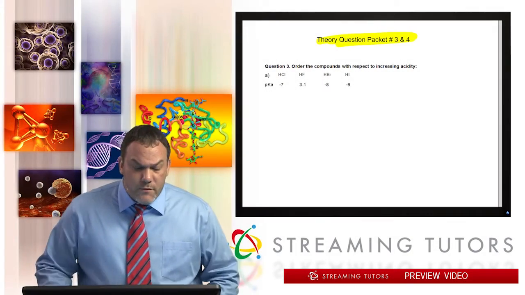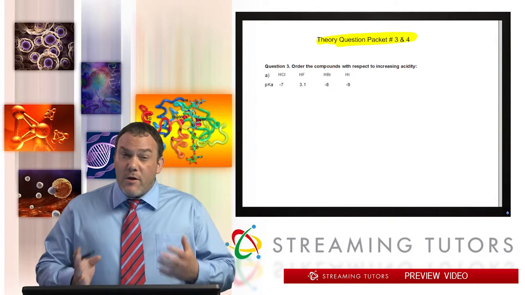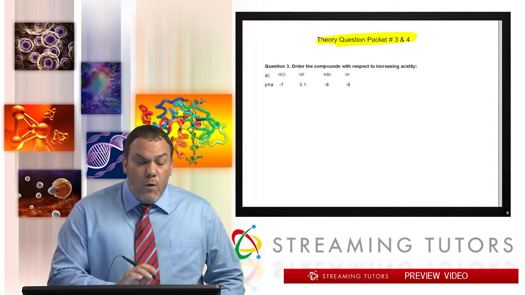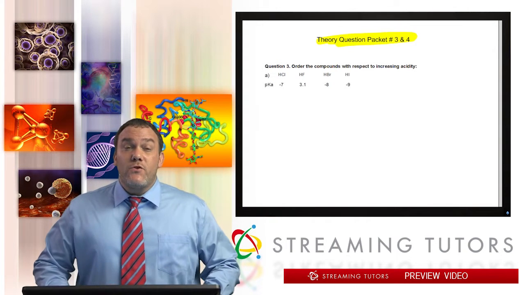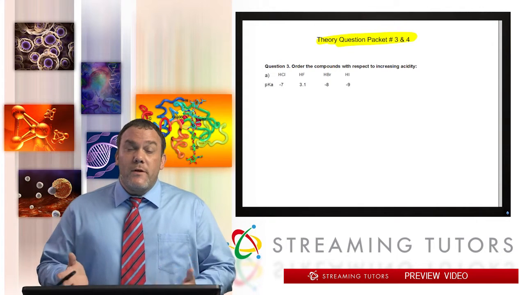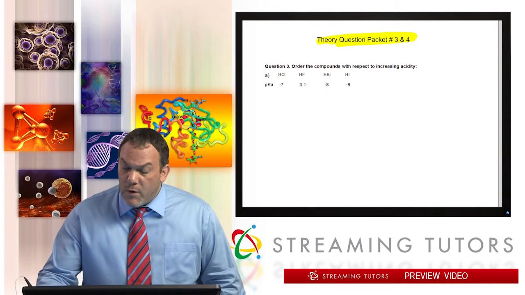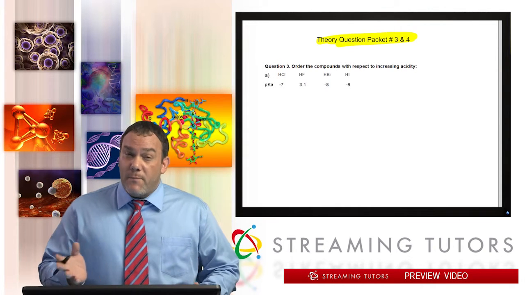Okay, so let's do question 3. The first one here says order the compounds with respect to increasing acidity. Now, we have structures, but the reality is we don't really even need to look at the structures for this question because we know the pKa values, and that's what's going to really drive our decision.